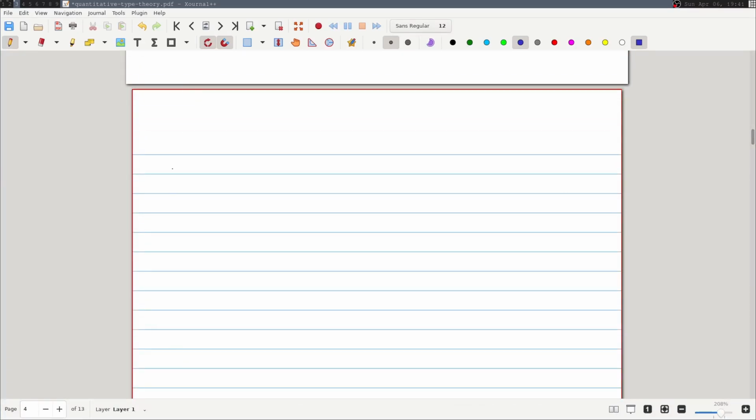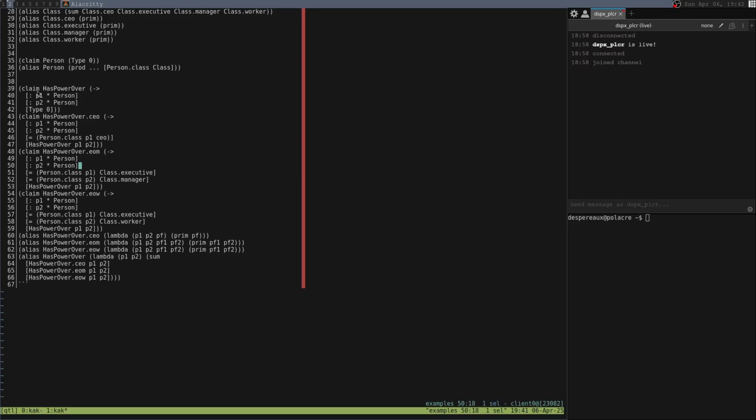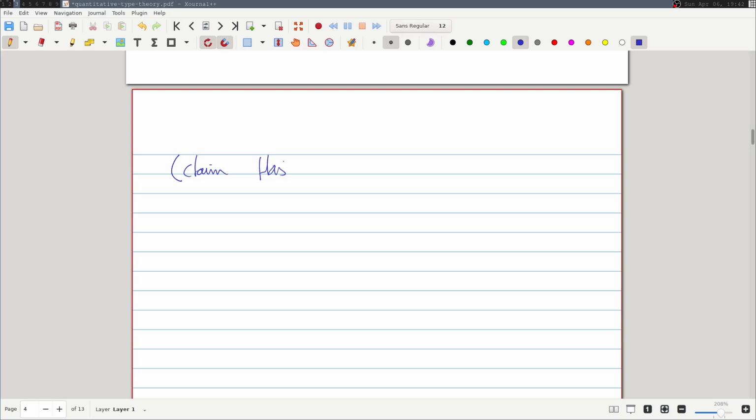Okay, so what we want is we want to be able to say, in our case, claim that, we'll do this, has power over, and we want to say that this is a function from P1 of infinite usage, which is a person, and P2 of infinite usage, which is also a person, to type 0.